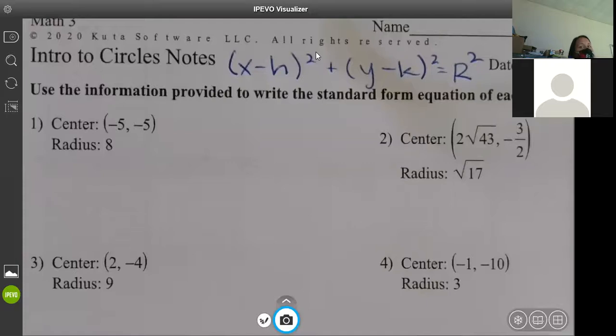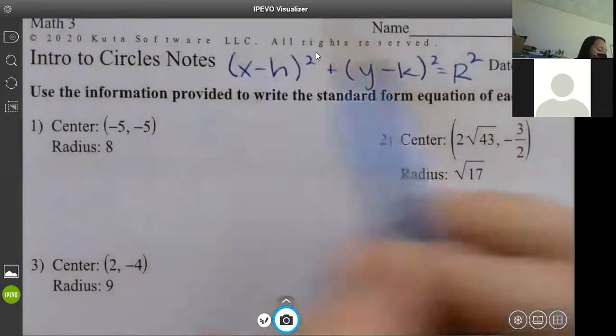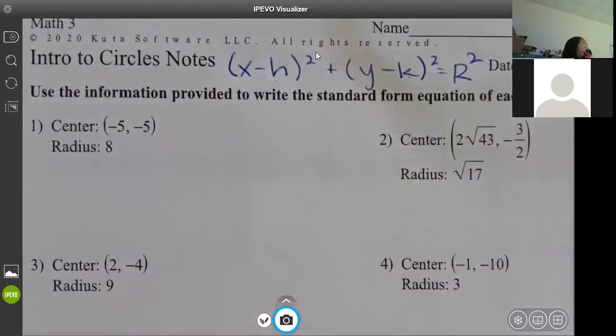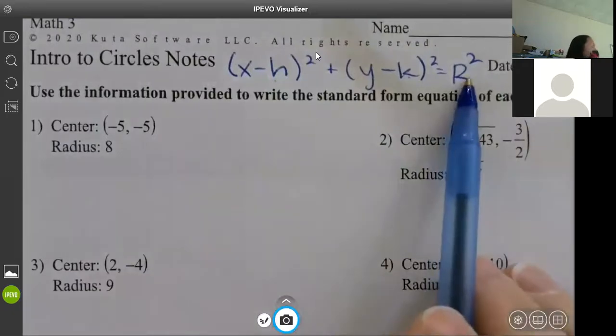All right, so remember h and k is your center. So that's your center x and your center y. And remember when we put things inside of parentheses or we take them out, we just change their sign. And then this last number is your radius squared.